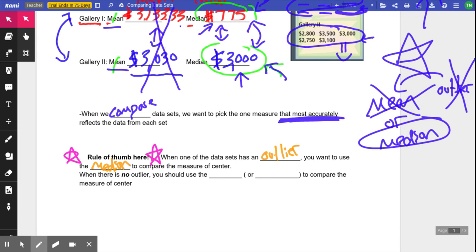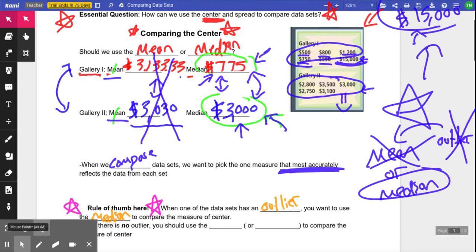So if I'm going back to that problem, we had an outlier. I just want to make sure these are the numbers that I'm using, my median, to really compare my two data sets and make my decision, okay? Those numbers are much more reflective of all the data combined.